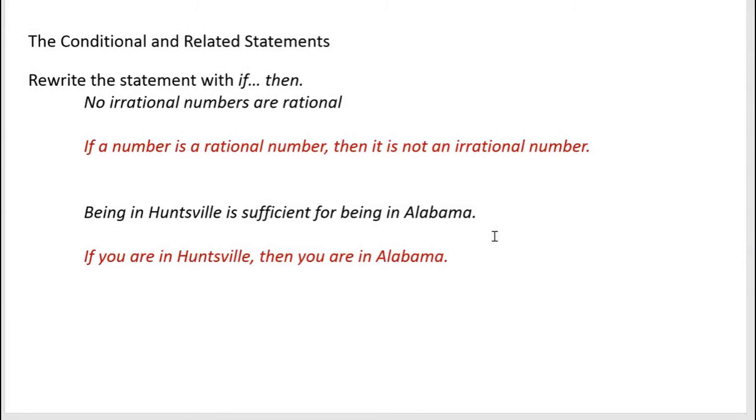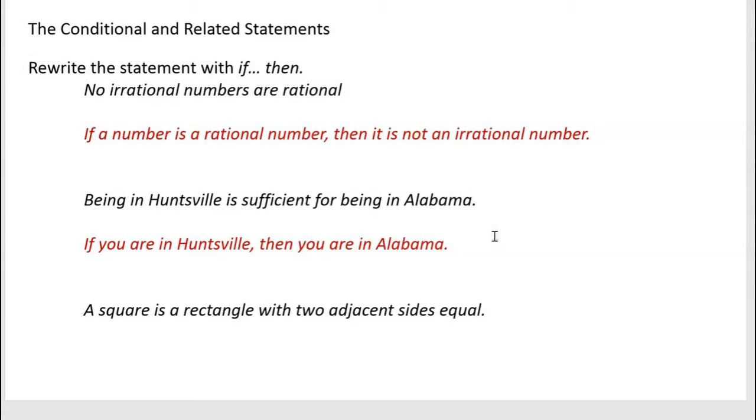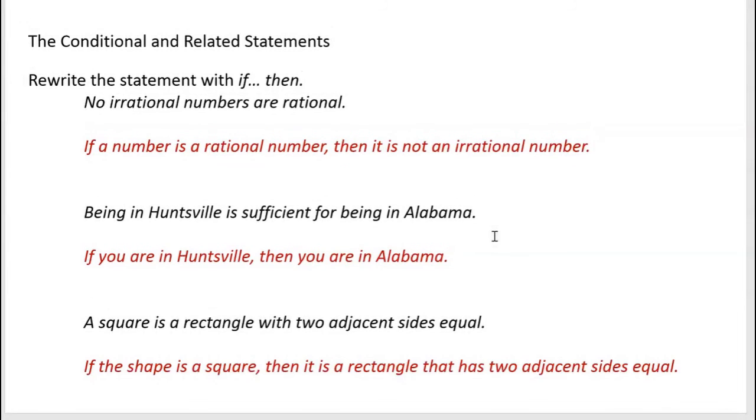Let's try a third one. One more time at this, okay? A square is a rectangle with two adjacent sides equal. How could we do this? So, an if-then statement. Basically, this is saying, if you are a square, then you have these particular conditions, because it's saying a square is something. Like if you are a vegetable, then you have micronutrients. If it is a square, it's not like you're a square, but you know what I mean. If the figure is a square, let's try that, then it is a rectangle with two adjacent sides equal, because that's what a square is. If the shape is a square, or if the figure is a square, then it is a rectangle that has two adjacent sides equal. What do you think?